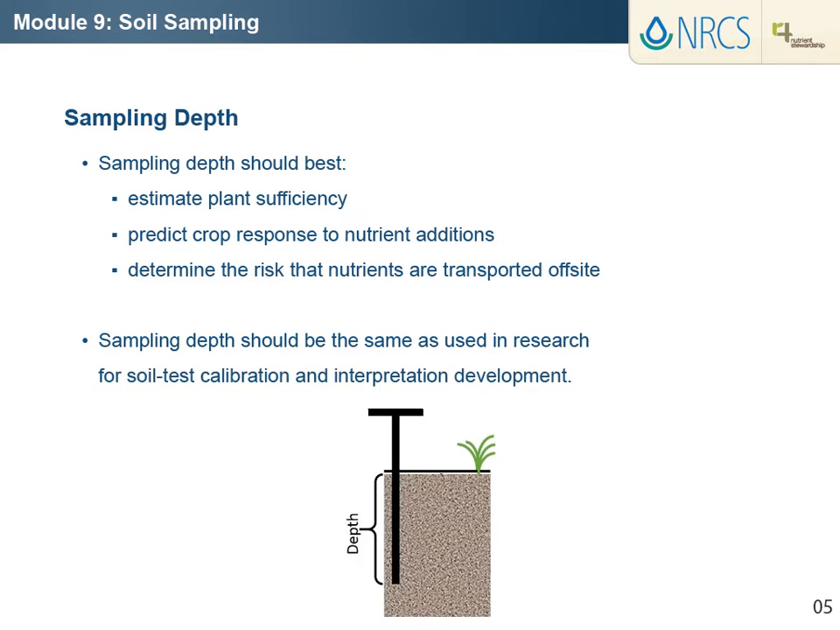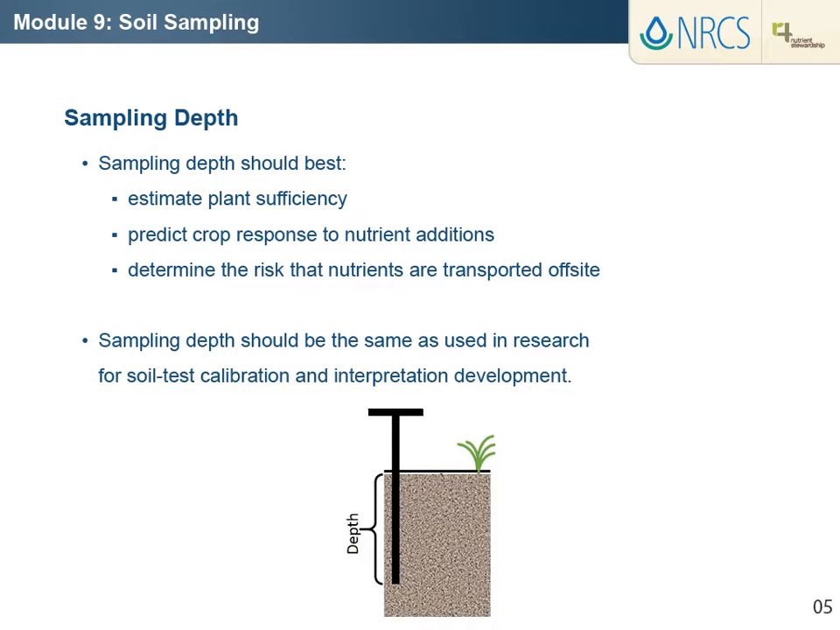A major misconception among nutrient management planners and producers is that a soil sample should be collected from the depth where the nutrient level is higher. Instead, the most important criterion to decide the appropriate sampling depth is the depth that best estimates plant sufficiency, best predicts crop response to nutrient additions, or best determines the risk that nutrients may be transported off-site.